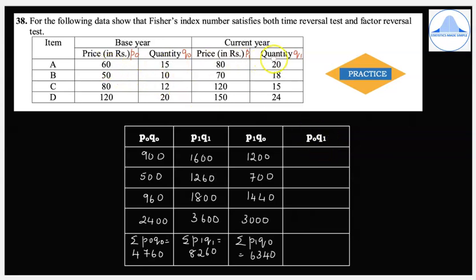So it is 60 into 20 is 1200. Then we have 900, 1200, 2880. So I get summation P0 Q1 is equal to 6180.